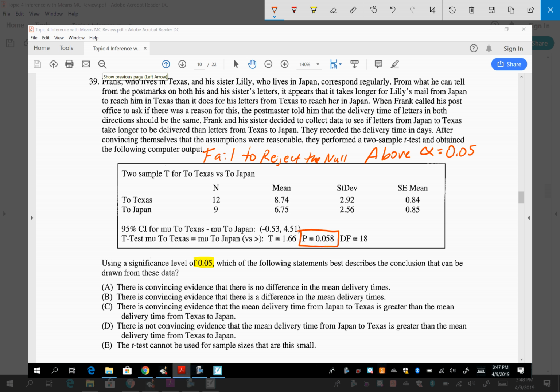So the one that makes sense, first off, I cross out A, B, and C because I see there is convincing evidence. That would mean your p-value is below alpha, but it's not. So that's why those are wrong. So it's D.